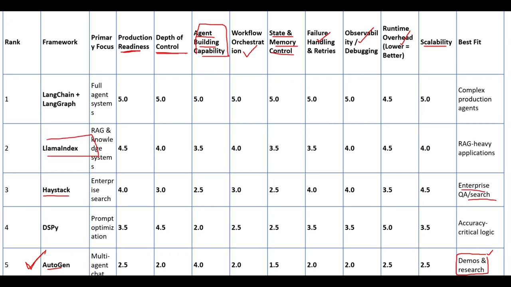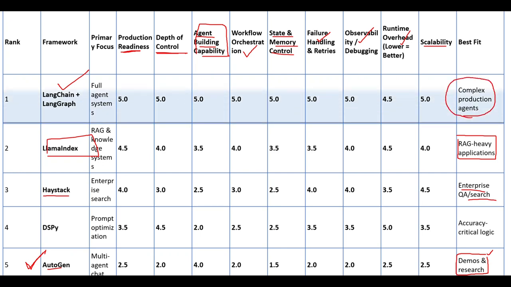LlamaIndex is mainly used for RAG and other heavy applications. But I want to use it as an agent and build multi-agents. I want to build from scratch and have control over all of it, because I don't want the agent to control my application. I want to build it. Then I used LangChain and LangGraph, where you can build complex production agents. So that's why we are using LangChain and LangGraph for building the Gen AI applications.